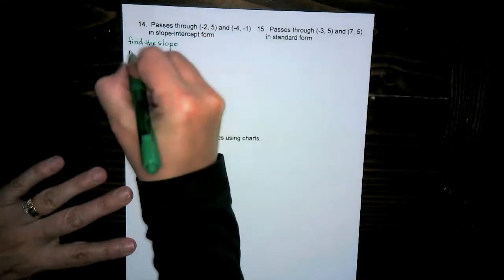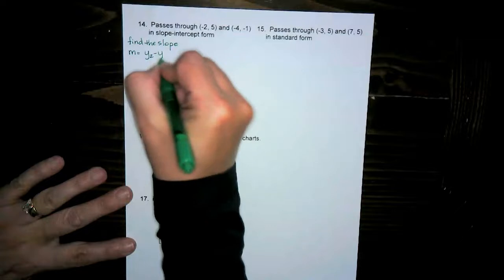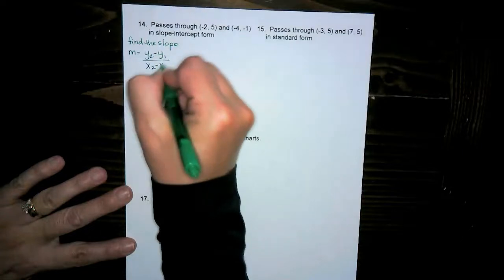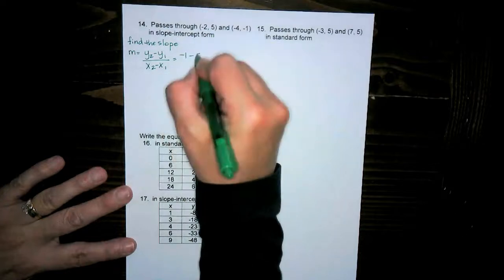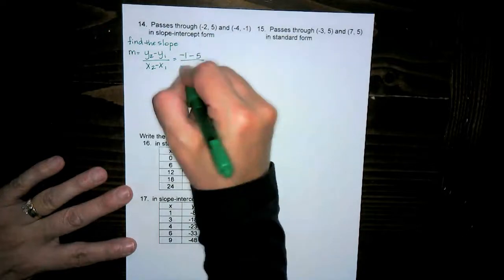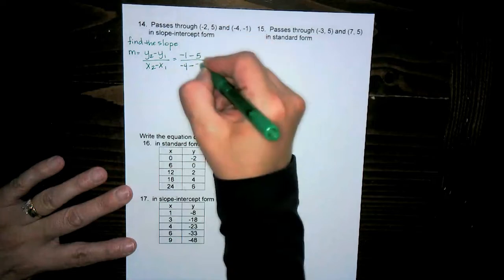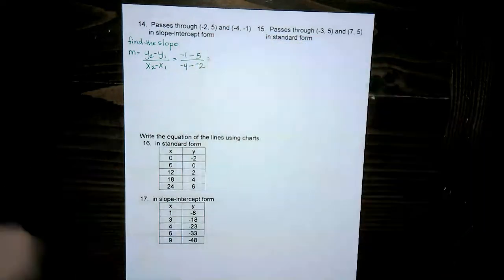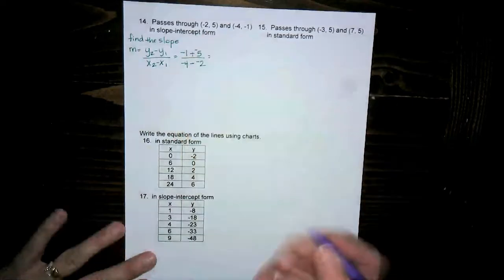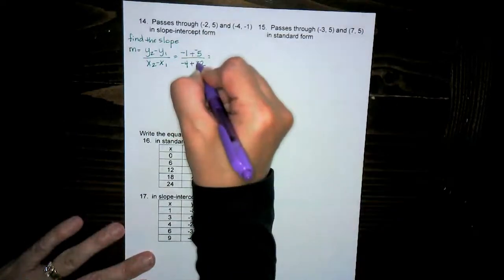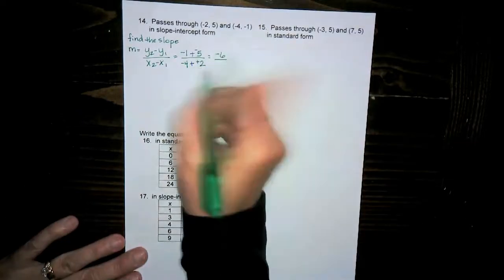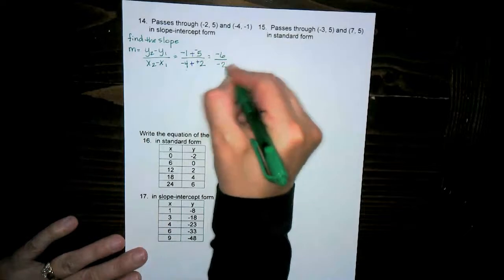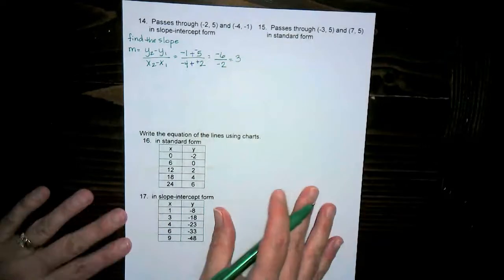Okay, so you're going to use that formula we talked about at the very beginning of our lesson. So my y2 is -1. My y1 is 5. My x2 is -4. And my x1 is -2. Okay, so on the top, just like we did earlier, we'll change that to subtraction by changing the sign of the next number. On the bottom, we'll do the same. So -1 plus -5 is -6. And -4 plus 2 is -2. So my slope is 3.